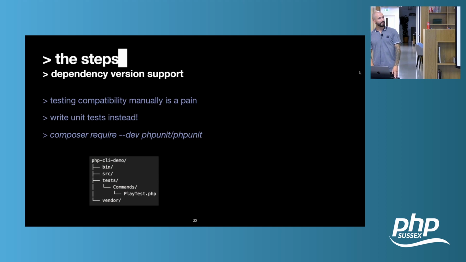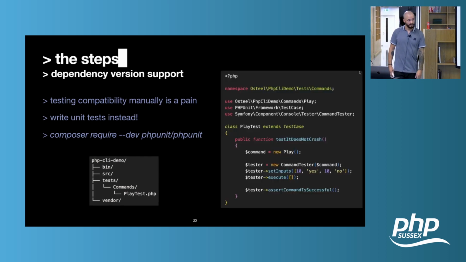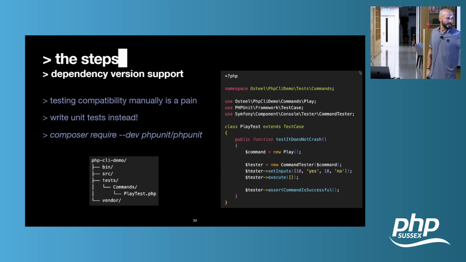And this is what the class looks like. It's very small. There's only one test: test it does not crash. And what I'm doing in it is I instantiate the play command. And I use this class, CommandTester, which is provided by Symfony as well, which is another helper class that basically provides a test environment for my commands. And it allows me to do stuff like simulating a series of inputs, which is exactly what I'm doing here with the setInputs method. So this is basically like me answering 10, yes, 10, and no in a console.